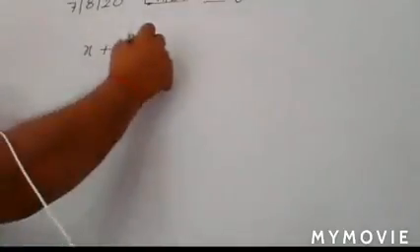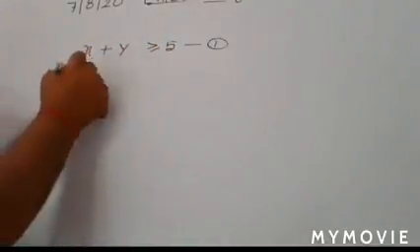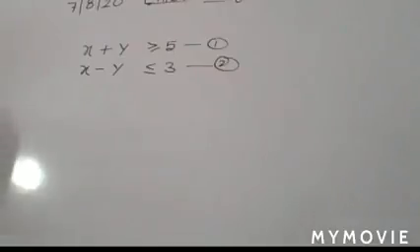Solve the following system of linear inequalities graphically. So you have x plus y greater or equal to 5, that is first, and your second is x minus y less or equal to 3. Here you have two inequalities and you have to solve them graphically.